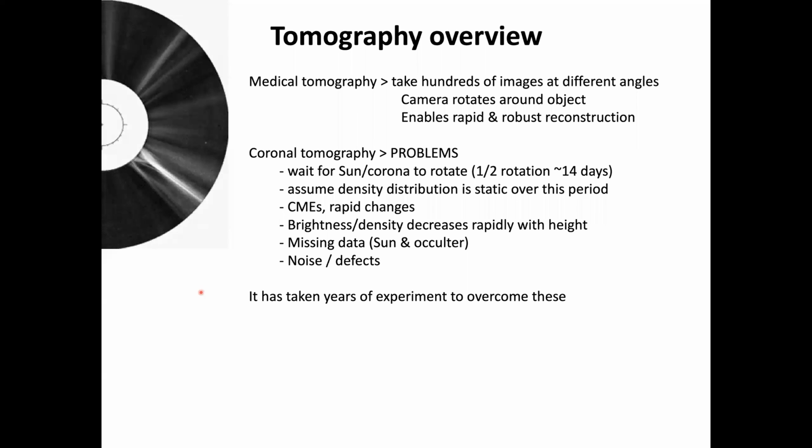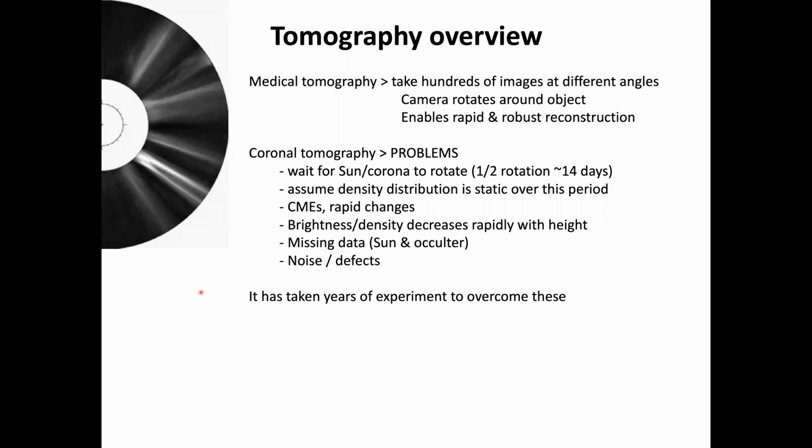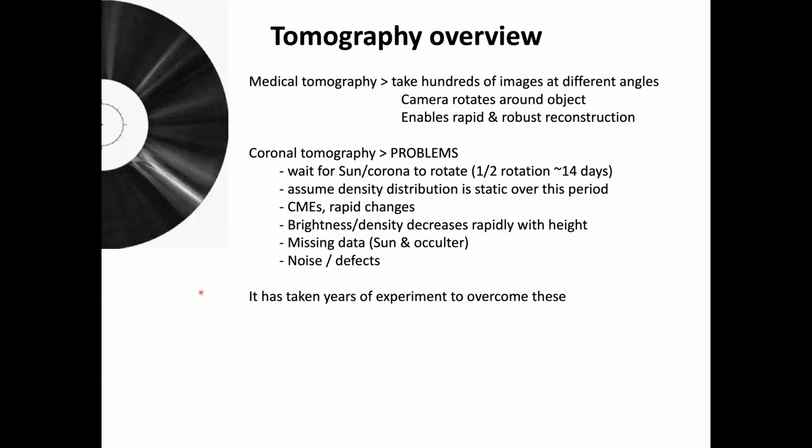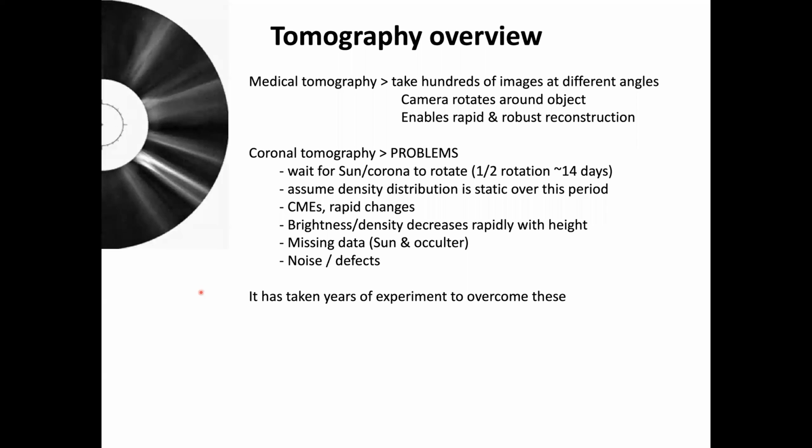So in medical tomography, you have the luxury of being able to take hundreds of images all around whatever you're observing, so a person's head or a leg or whatever, hundreds of images within a short time period. And this enables rapid and robust reconstruction of the volume. In coronal tomography, of course, we have to wait for the sun or the corona to rotate. Since the corona is optically thin, we only need half a solar rotation. So around 14 days of data can give a reconstruction.